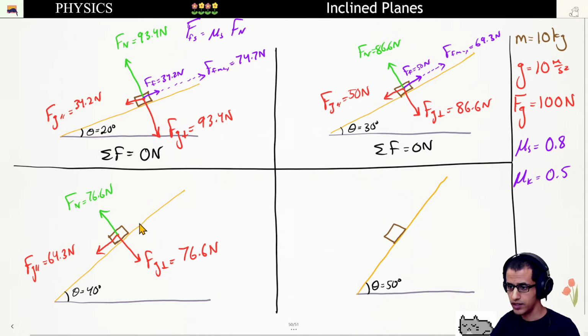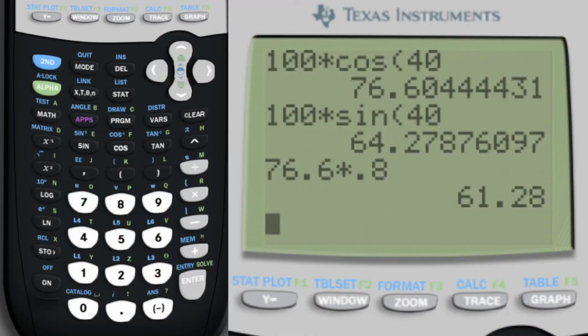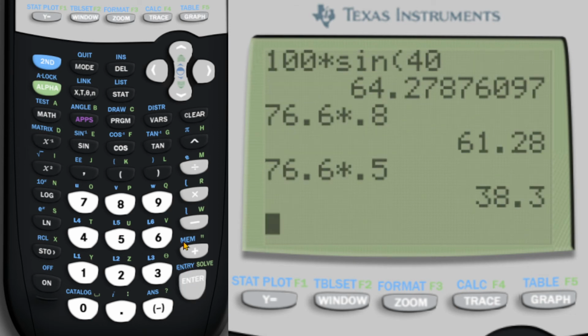So this is no longer a static friction example. Now we're going to have a force of kinetic friction. The force of kinetic friction is equal to mu k times normal force. Right, so we saw that there's not enough static friction to hold this block in place. It is going to accelerate. You have to find out what the force of kinetic friction is. So I'm going to use 0.5 as my coefficient when doing my calculation. 76.6 times 0.5. And the force of friction is 38.3.